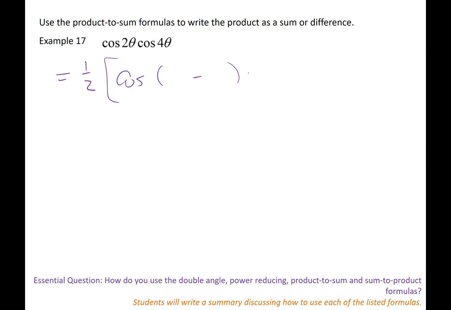Minus, and then the operation between the two functions? Plus, and then the next function is? Cosine, good, and then the operation in the last parentheses? Plus. And now I can drop the two angle measures in there, right? 2 theta, 4 theta. 2 theta, 4 theta.